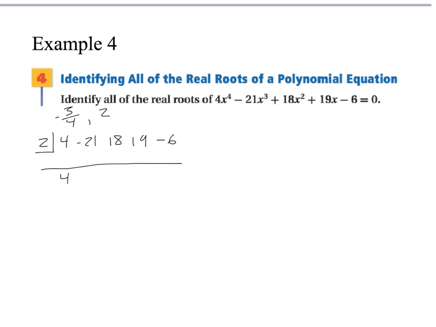Bring down the 4. 2 times 4 is 8. Negative 21 and 8 is negative 13. 2 times negative 13 is negative 26. That's going to make negative 8. Negative 16, excuse me. That'll make positive 3, and then 2 times 3 is positive 6, so we have 0 as a remainder, so that's good.